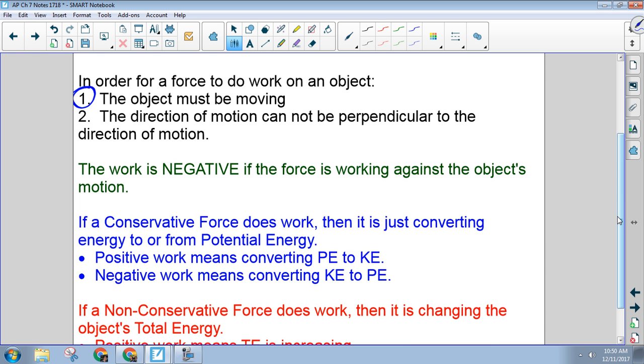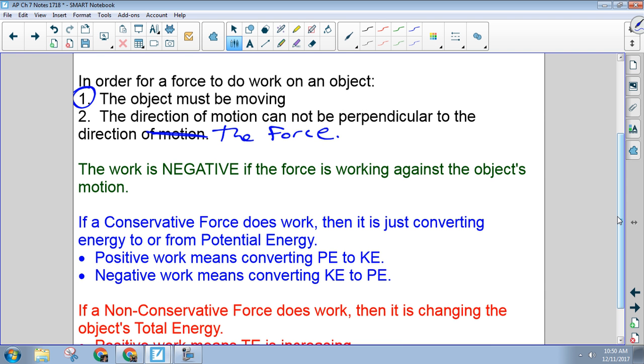So the second condition is this: in order for a force to do work on an object, the direction of motion cannot be perpendicular to the direction of the force. If you've got an object moving this way, and there's some force that's this way, that force that is perpendicular to the motion is not doing work.